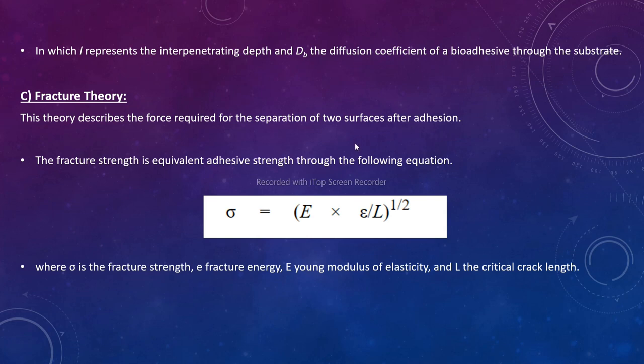Now the third one is the fracture theory. With the name only you can understand, fracture means breakage or broken surface, something like that. So this theory describes force. Now the key term from here is force. First one was contact angle, second one, diffusion, was depth, and the third one, fracture, is force. So how much force is required to separate the two surfaces after adhesion?